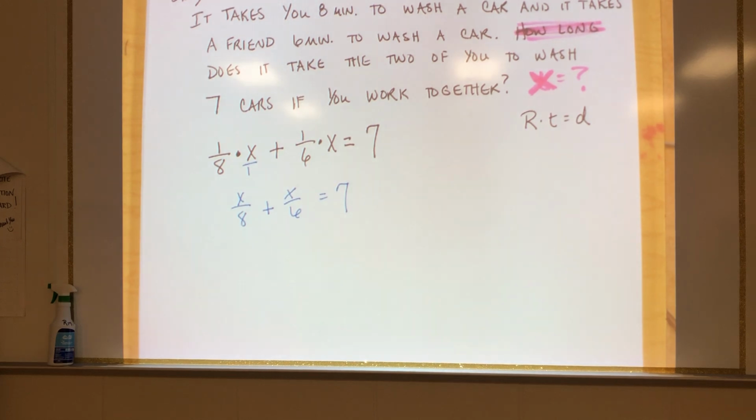Do y'all remember finding least common multiples when you were in like sixth grade? It was a common denominator, people. If I said, what's a common denominator between 8 and 6, you would say that number. It's called a least common multiple. Here's the way you find it.